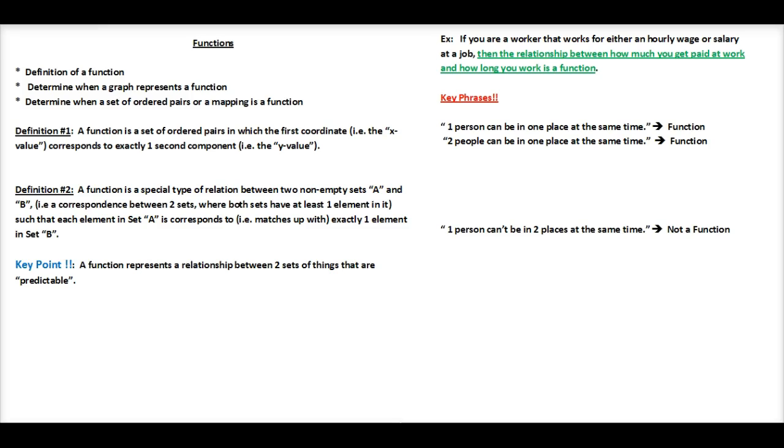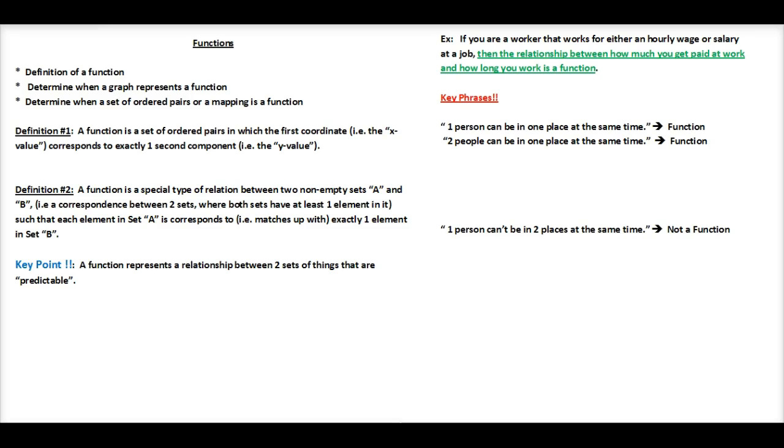Second definition says a function is a special type of relation between any two non-empty sets. The first set we're calling A and the second set we're calling B. We want to make sure that we understand that the correspondence between two sets where both sets have at least one element in it, that's what we mean by a special relation between two non-empty sets. We continue on with the definition such that each element in set A corresponds to or matches up with exactly one element in set B.